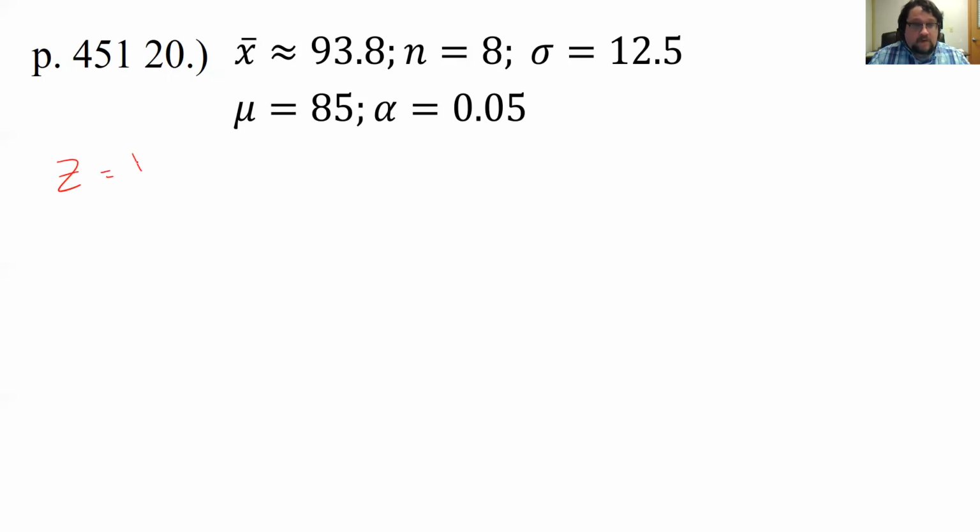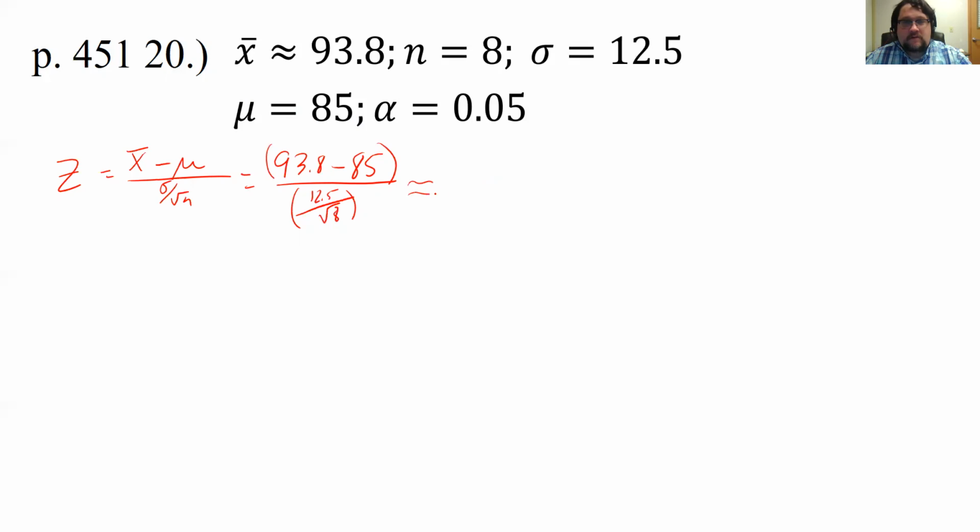So Z is going to equal X bar minus the mean over sigma over the square root of n. So we got a value of 93.8 minus our predicted value. And then our sigma is 12.5 over the square root of 8. Right? We're going to divide that out. I also need to do the null hypothesis and set up my two hypotheses. So I'm going to do that, but I wanted to do this calculation before I forgot the formula.